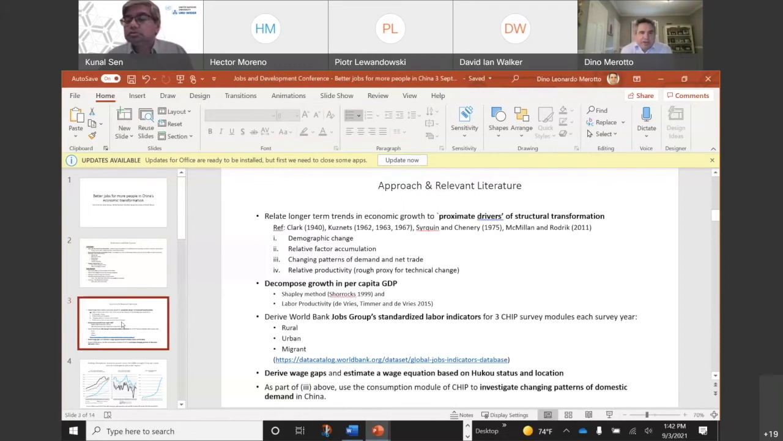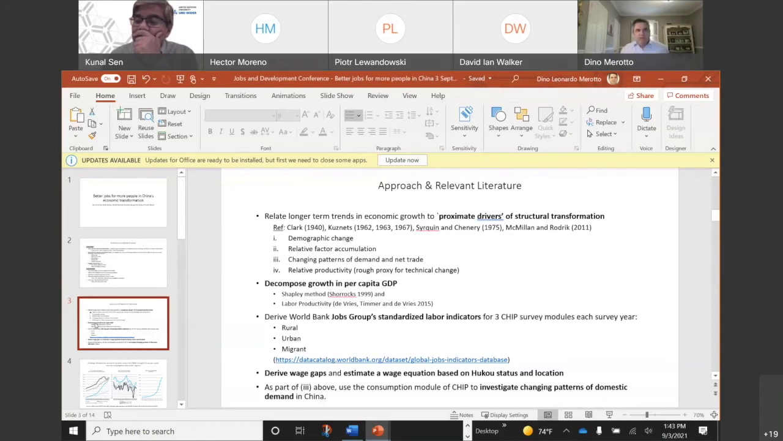The literature we're referencing here, I think Gaaitzen already mentioned, but it goes back to Kuznets, Syrquin and Chenery, and Margaret McMillan and Dani Rodrik's work on structural change. And we're looking at these drivers that we think are important: demographic change, relative factor accumulation, changes in patterns of demand and net trade, so absorption in the economy and net trade. And then, of course, there's this issue of the relative productivity of different sectors. Using labor productivity is a very rough and dirty proxy for technical change across sectors.